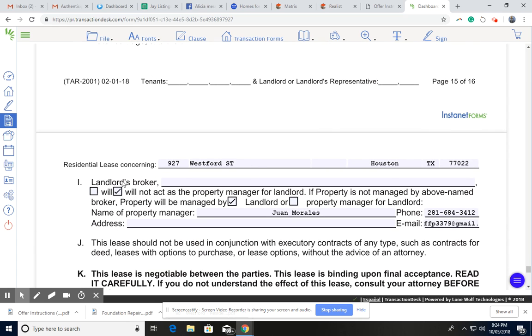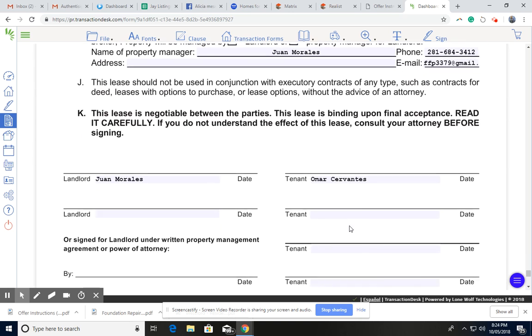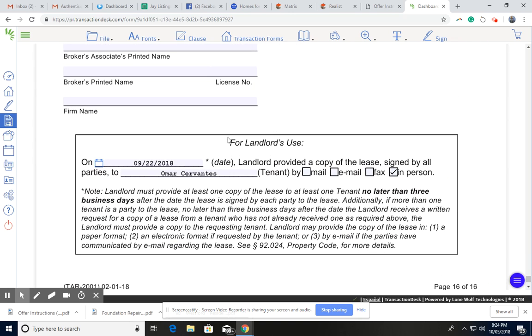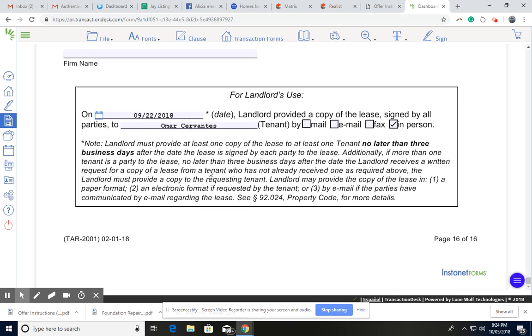So in here, this is very important, guys. Landlord's broker. We never act as the property manager for the landlord. If you do, that's on you. But for the most part, we don't want those headaches. Let that landlord deal with it, and you put his information down here. And that's pretty much it, guys. And this is just for landlord use: on whatever date the landlord provided a copy of the lease. This is the date. This is the name of the tenant, and we keep it going.